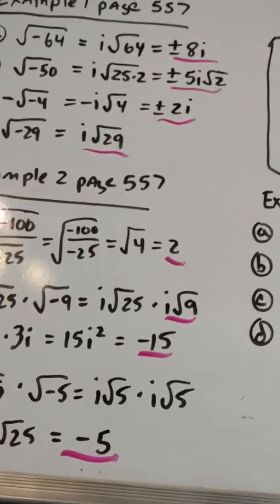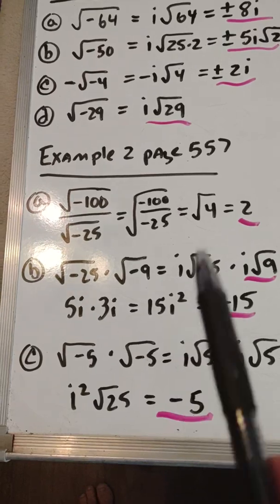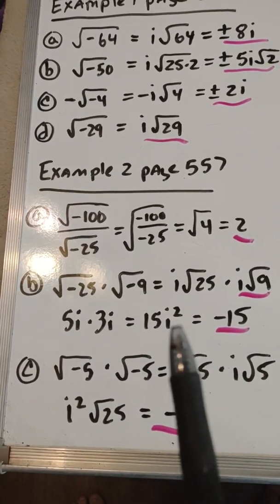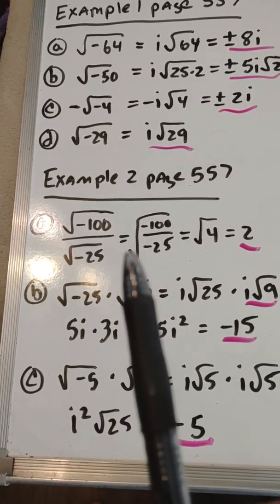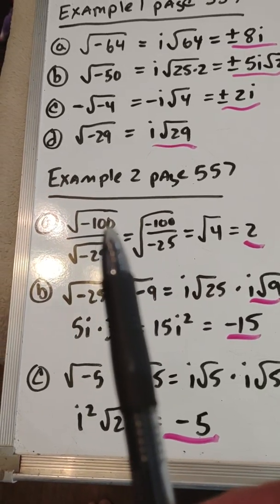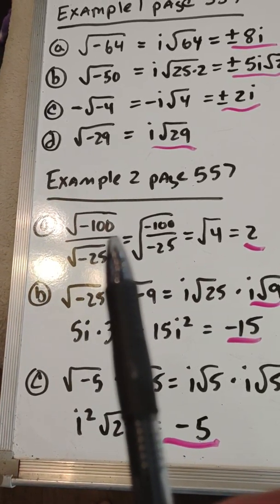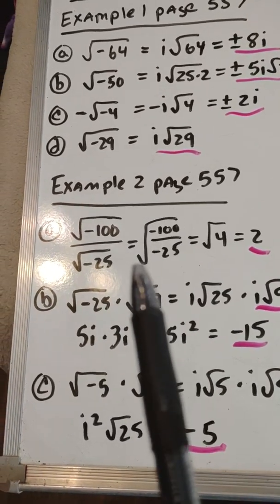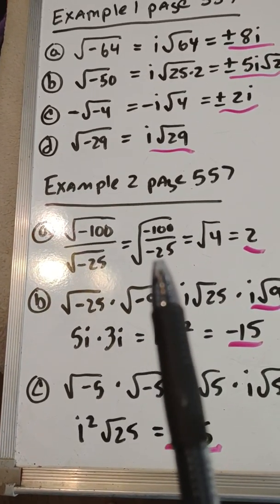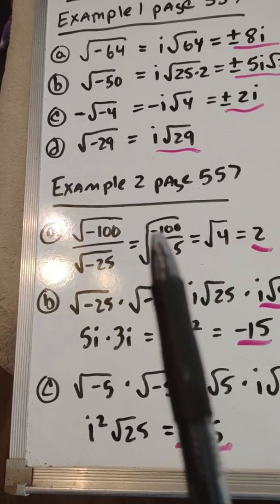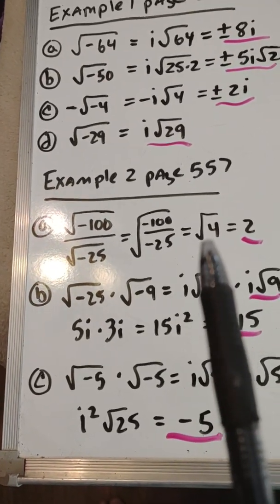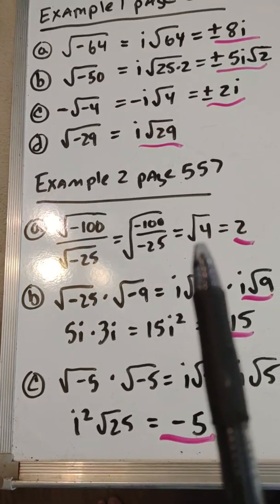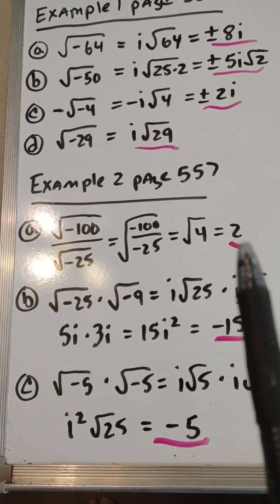In example 2, page 557, we have fractional imaginary numbers. So in terms of here, we have square root of negative 100 over square root of negative 25. We write it as one radical, square root of negative 100 over negative 25. Negative divided by a negative becomes a positive. 100 divided by 25 becomes 4. Square root of 4 is 2.